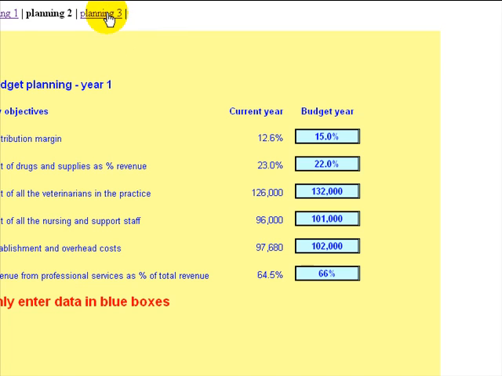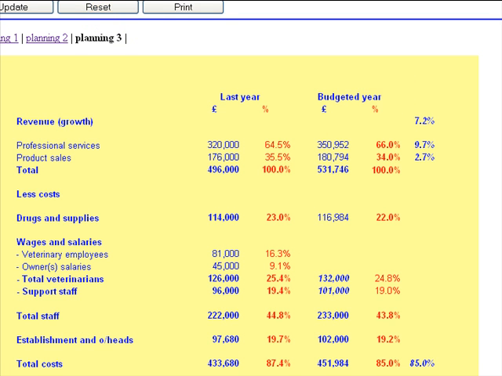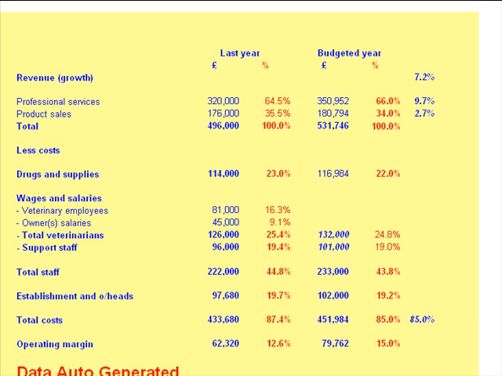Now we click on to Planning Tool 3, and here are the results. The spreadsheet will produce for us a budgeted profit and loss account for next year. So next year, here are the costs that we entered that we forecast are going to be the case for staff and for drugs and supplies and for establishment and overhead costs for next year. We forecast a 15% margin, and this is what we have to do.